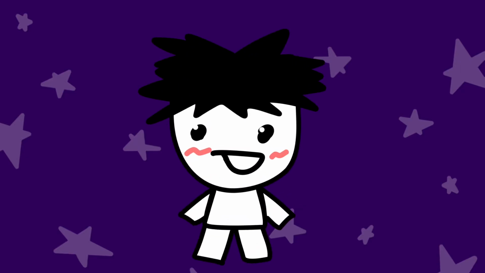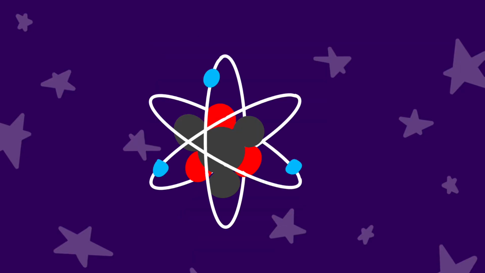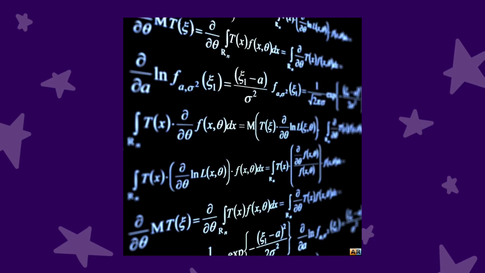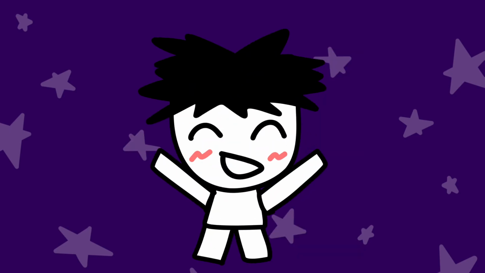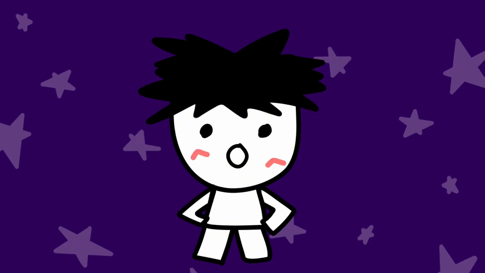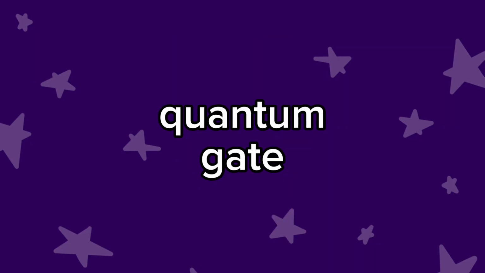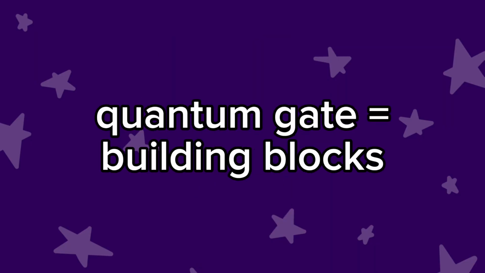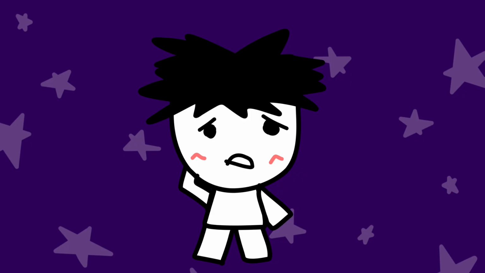Imagine a computer so powerful that it could simulate molecules perfectly, break certain cryptographic codes, or solve optimization problems that would take real computers thousands of years. But that's the promise of quantum computing. But to understand how these quantum computers work, we need to know one fundamental concept: the quantum gates. These gates are sort of the building blocks of quantum algorithms, and without them, quantum computing just wouldn't exist.